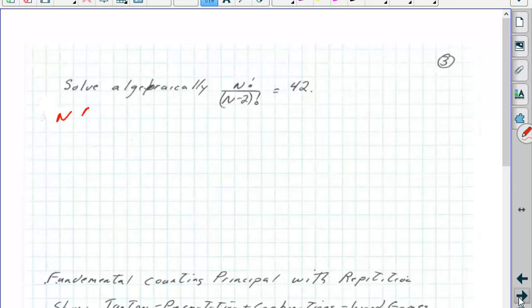The n is the larger number. So I'm going to expand the top just like we did before. I'm going to keep that 42 there. By expanding the top, now I can get rid of that annoying factorial notation.